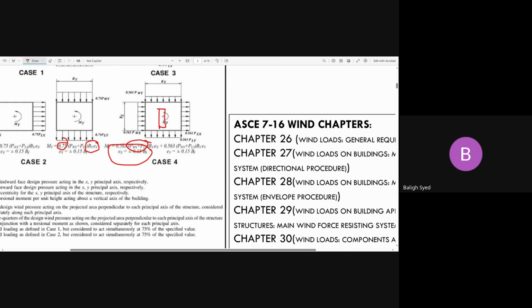We must calculate, because the code is kind of stringent. Your code is very restricted. You have to consider all the possibilities of the worst load combinations or the worst load effects on your structural system, right? So then obviously we will apply it. It doesn't matter what the height of the structure is.